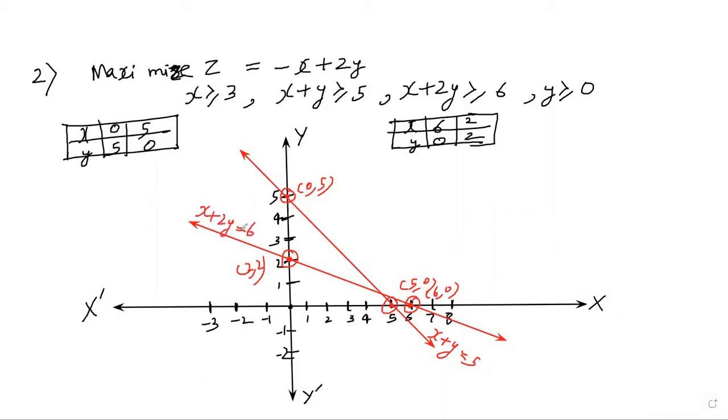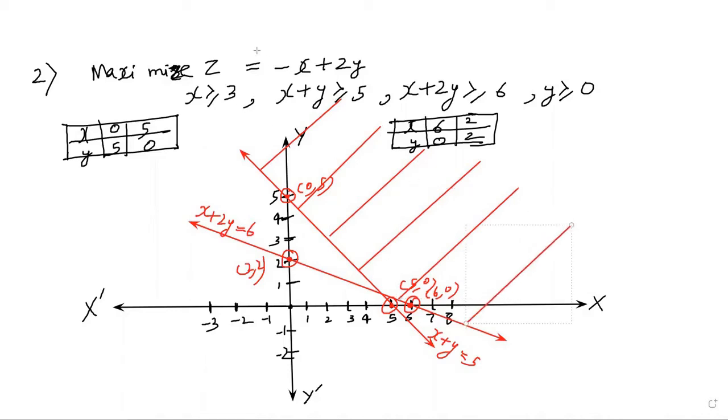Now again check which side satisfies the greater than condition. After checking, we will get that the common region is going to be this part. Let me show you. I'm shading. This is the common region. Now you can see it is unbounded. There is no end to it. How to deal with such a case, we are going to see now.